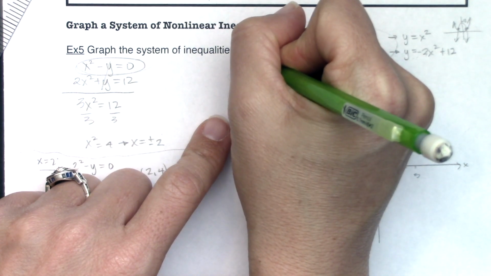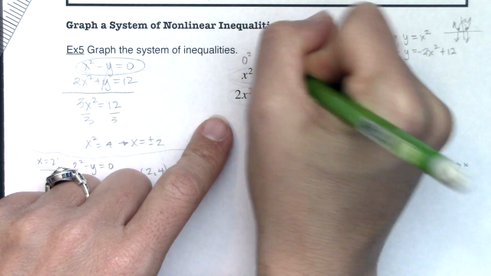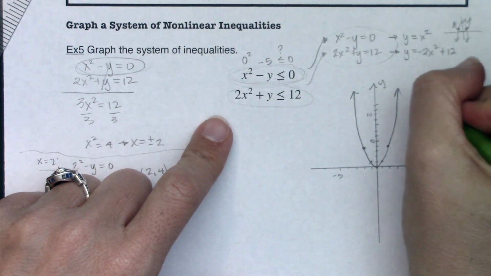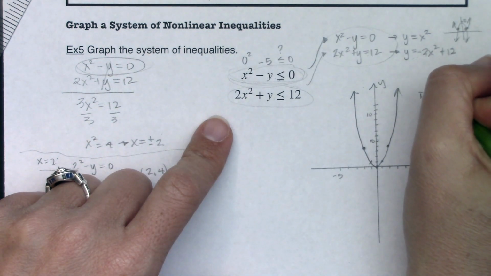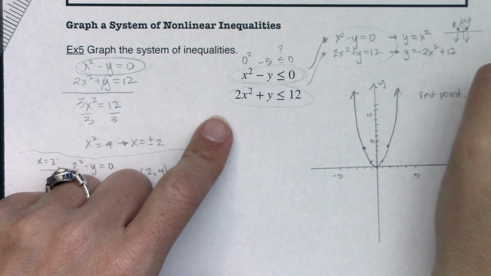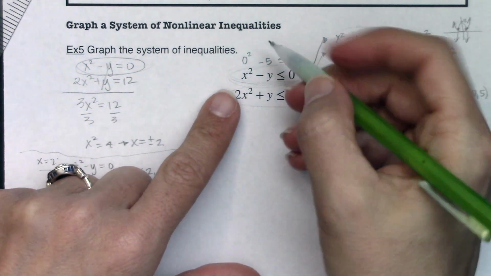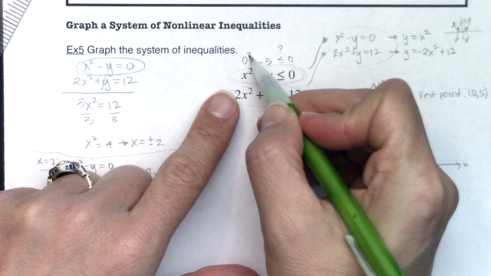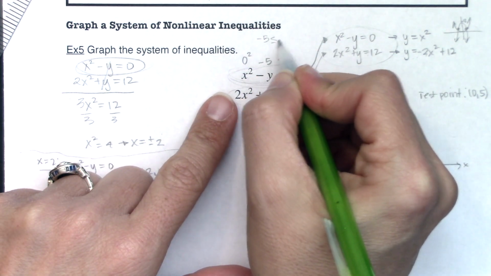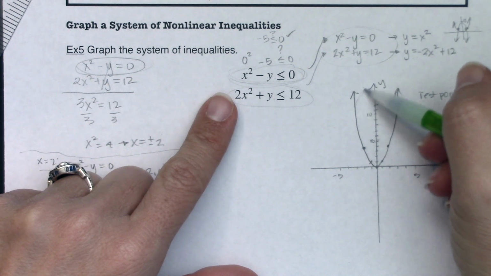Let's see if 0, 5 is true. If I have 0 squared minus 5, is that less than or equal to 0? Let's see if that holds true. 0 squared is 0, 0 minus 5 is negative 5. So is negative 5 less than or equal to 0? That is true. So I want to shade this.